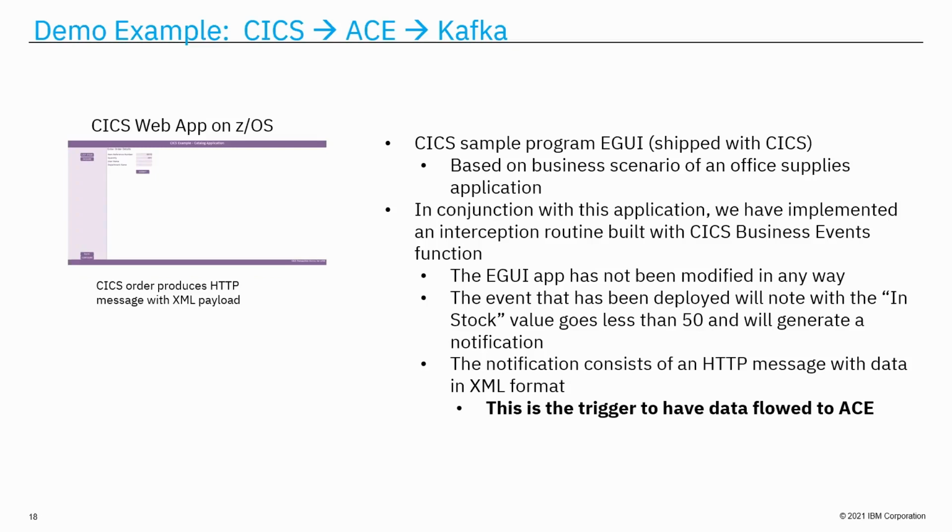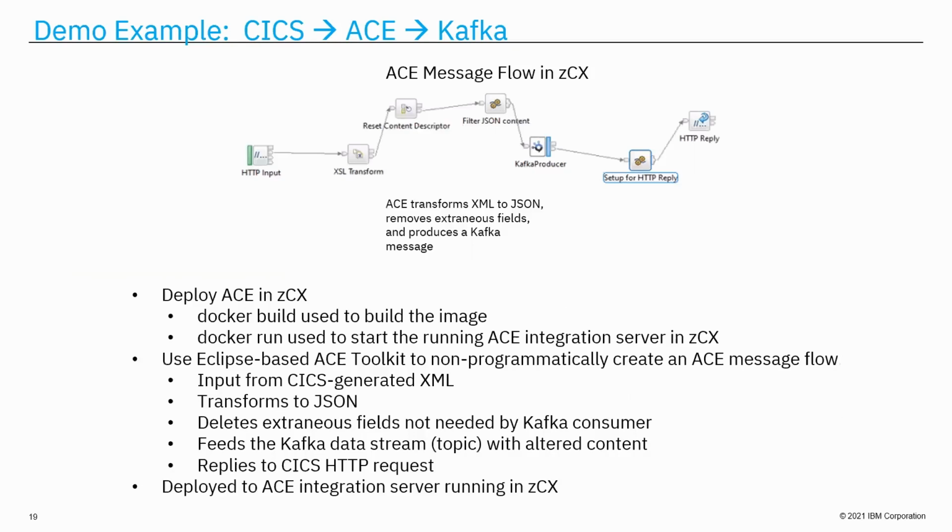So this is how we have our Kix application. Again, an unmodified Kix application with Kix business events that will send this trigger message to ACE. Then I have ACE. So I deploy ACE on zCX. I'm going to do a Docker build to actually build the image that I have. And there's instructions out there from the App Connect Enterprise website that you can easily create this image in literally about 10 minutes worth of effort. You can have an image built for ACE on zCX.